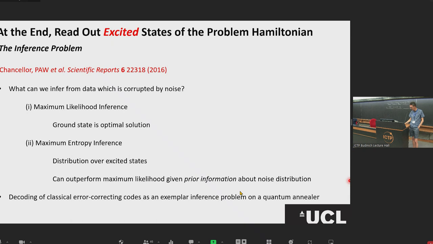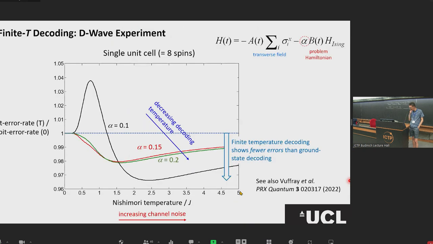And there's lots of details in the paper, but the key result is here. So here we're plotting on the y-axis the bit error rate of our decoded information at some temperature T, normalized with respect to the ground state bit error rate, that's the maximum likelihood decoding. And we're plotting that on the x-axis as a function of the Nishimori temperature, which is basically a measurement of the noise which is corrupting your data. In this case, this is the noise on a communication channel.